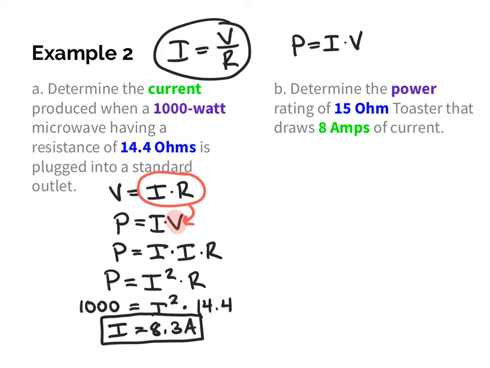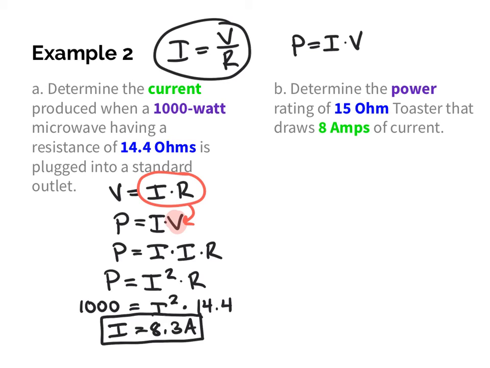All right, so now I want to know what would be the power rating of a 15 ohm toaster that draws 8 amps of current. With this one, again, I'm going to use my two relationships. Now I know 8 amps, which is my current, and 15 ohms, which is my resistance. What I don't know, again, is my voltage.